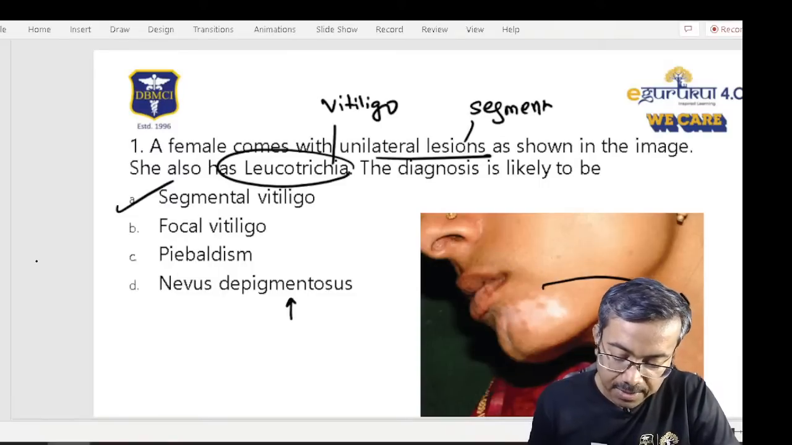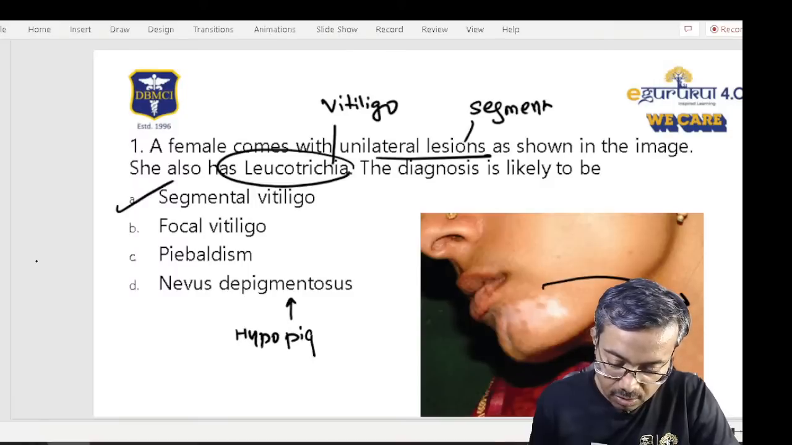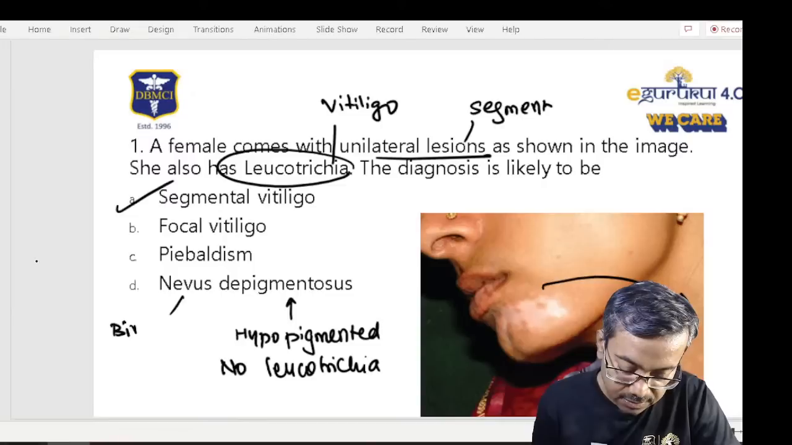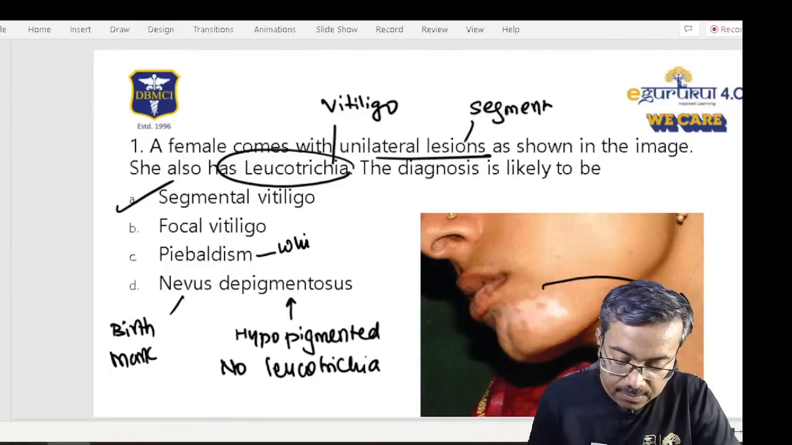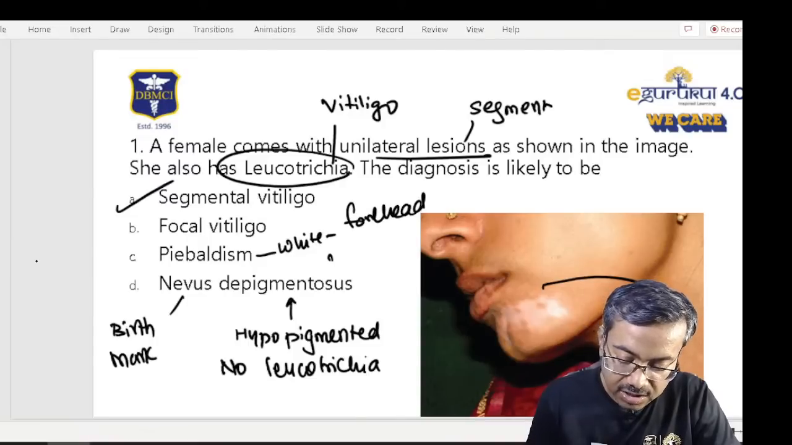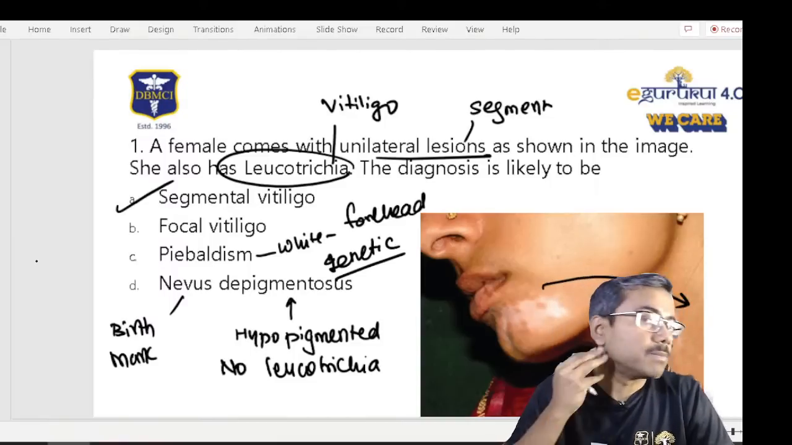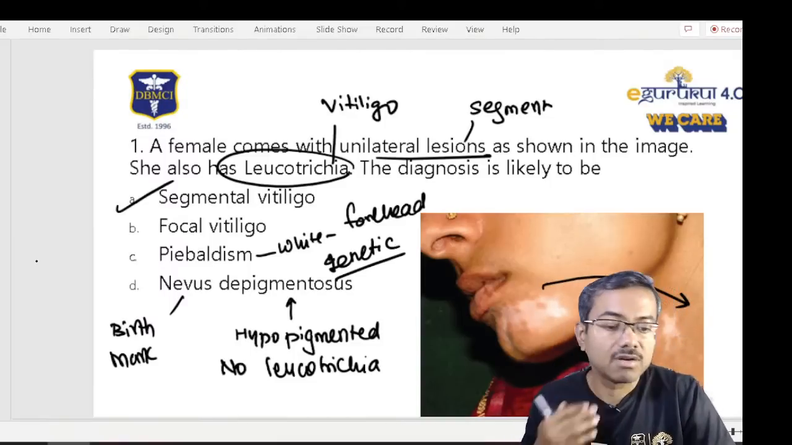Now, nevus depigmentosus usually is hypopigmented, not depigmented, plus there is no leukotrichia, no white hair. Basically, it is going to be a birthmark, and a nevus is a birthmark. Piebaldism is white, but it usually comes on the forehead, and again it is a congenital genetic disease. There's no need to know too much about piebaldism. But the point is, if it's linear, it's easy to understand why it will be segmental.